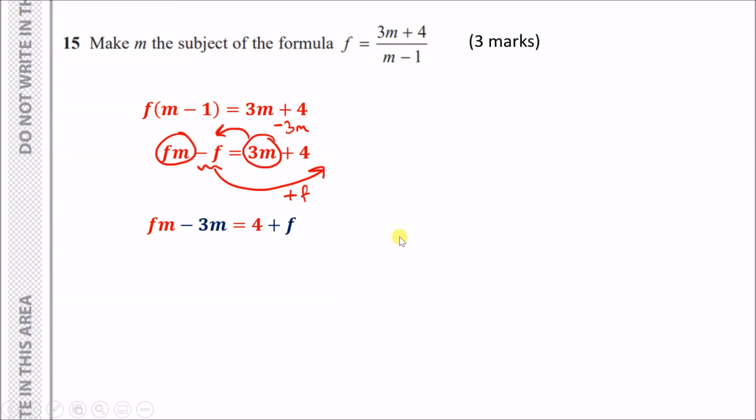Okay, so this step is actually quite tricky because you either know or you don't know what to do. Now, if you know what to do, you realize that because they both have m's here, you can factorize them out. And that's it. If you factorize the common term out, you're going to get f minus 3 in a bracket, just like that. And then finally, guys, to make m the subject, just throw f minus 3 across. If you divide it, you're just going to get 4 plus f over f minus 3.